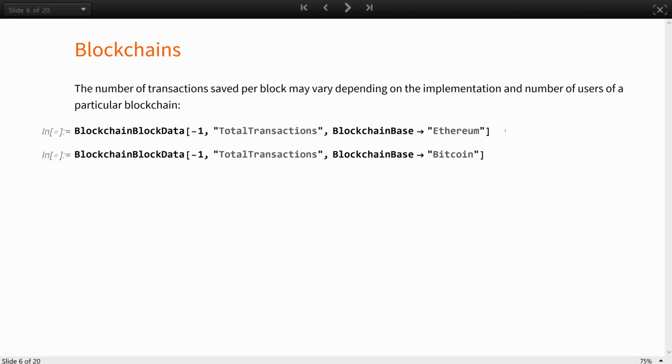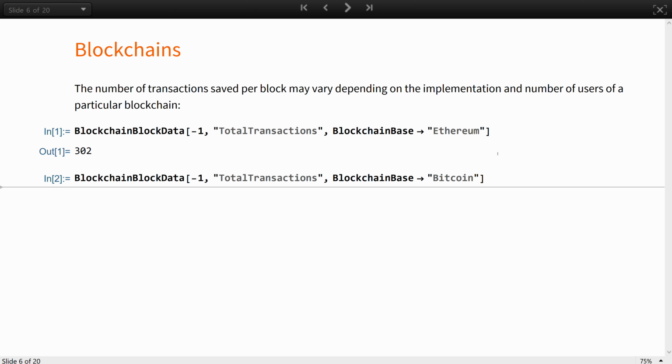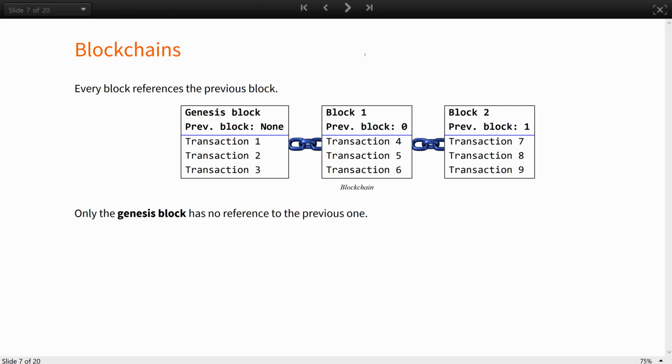The number of transactions saved per block may vary depending on the implementation and number of users of a particular blockchain. For instance, on Ethereum, the latest block contains around 300 transactions, while the latest block on Bitcoin stores about 10 times as many transactions. Every next block on the blockchain references its previous block, creating a chain of blocks. Only the very first block, the so-called Genesis block, has no reference to the previous one.